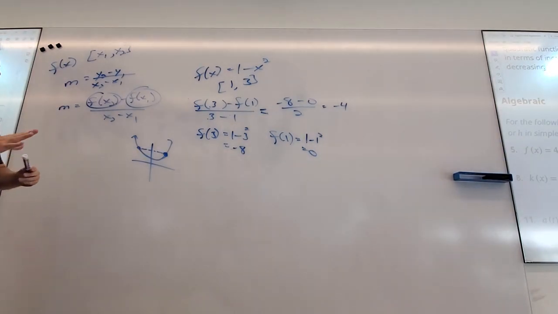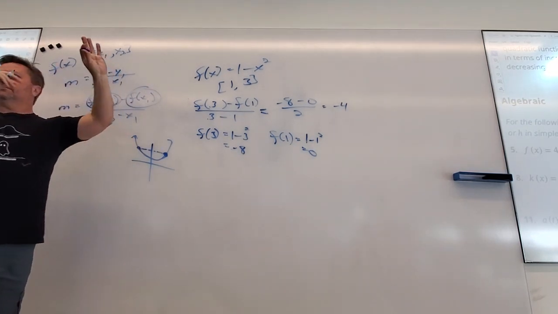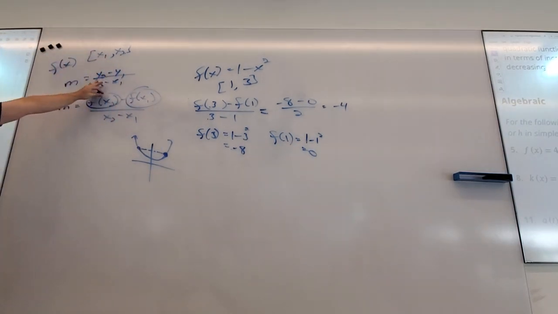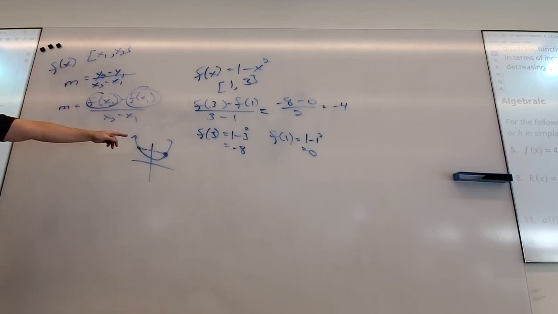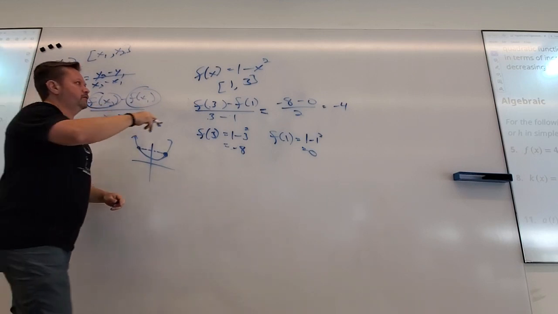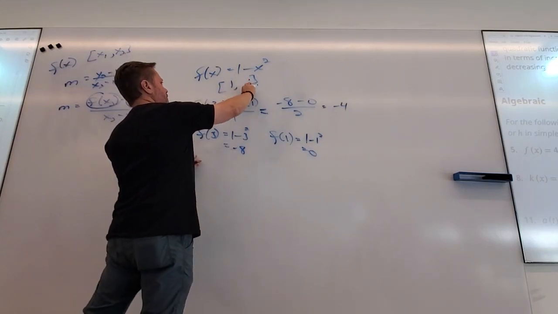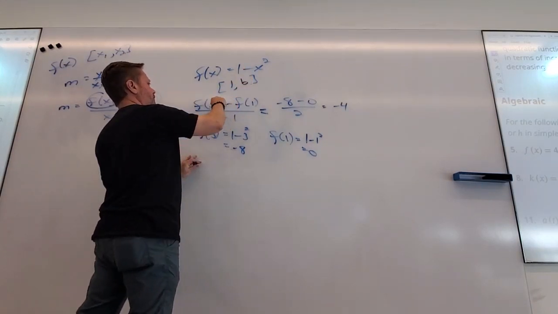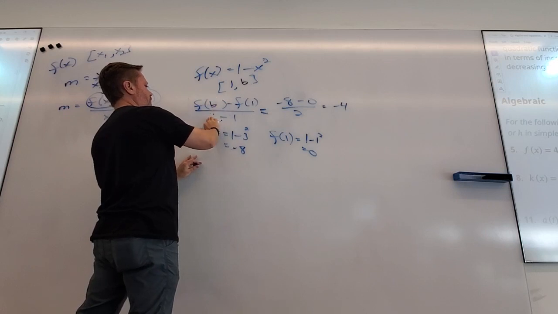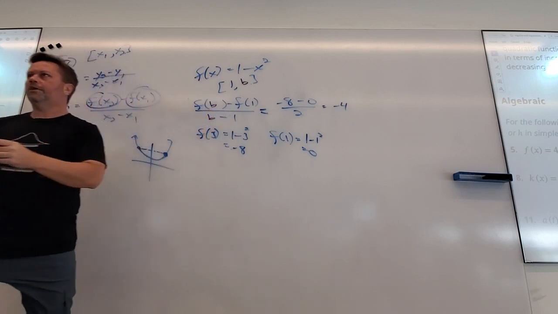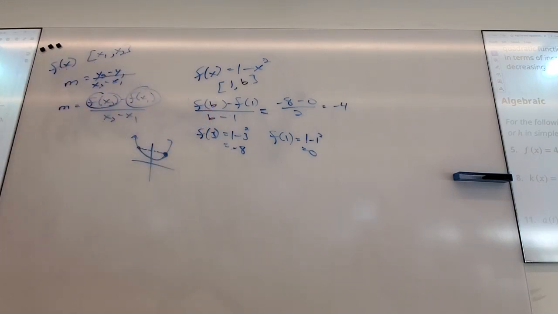Now watch this, guys. Is everybody cool with this? Every time they ask you for average rate of change, this is what you do. What's funny is, if I put a B here instead, let's investigate what happens. Do you understand that the process cannot change? The process can't be dependent on what I'm actually looking at. I do the same thing.